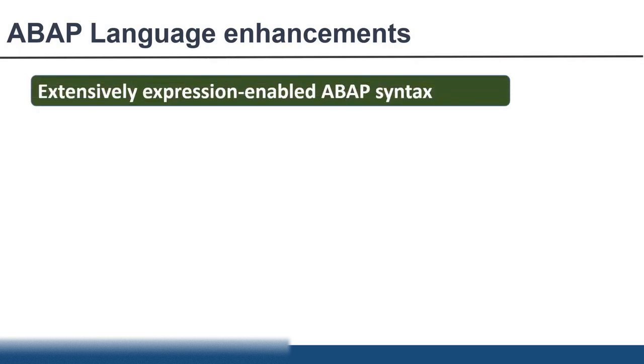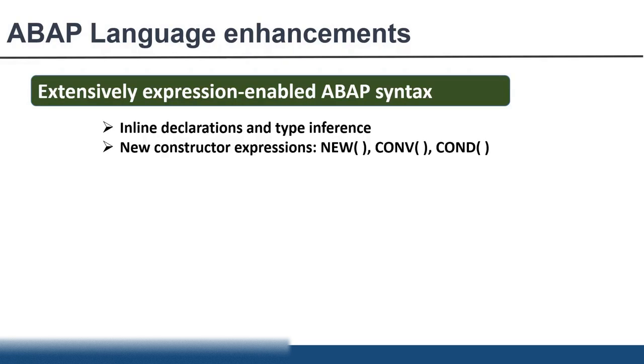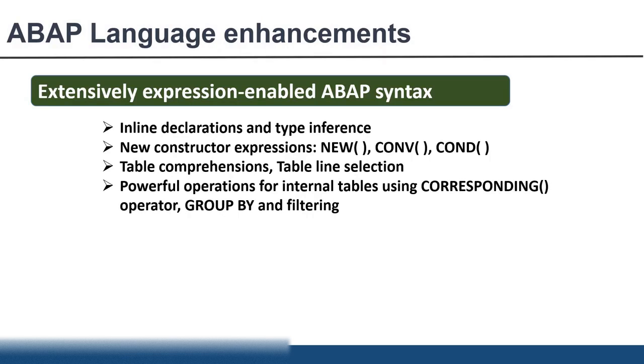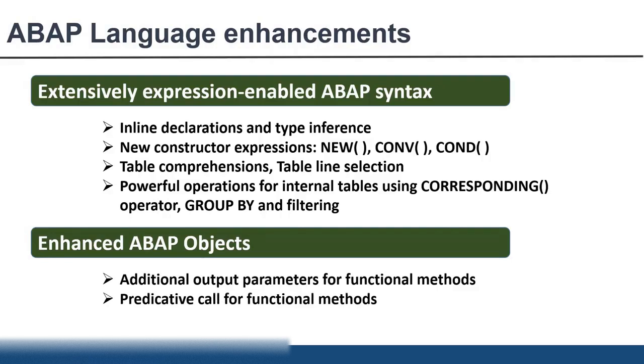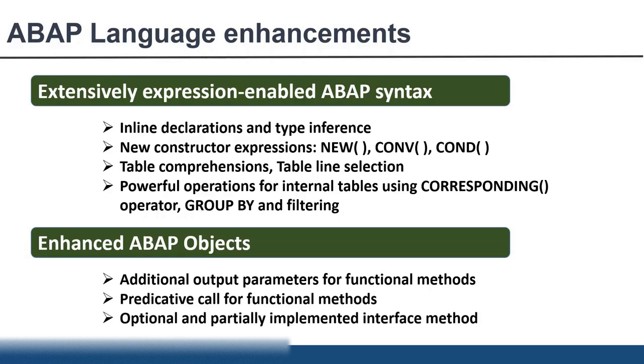This is achieved using modifications like inline declarations and type inference, new constructor expressions, table changes, operators like corresponding group by, and so on. Also, a few existing ABAP objects are enhanced, like functional methods and interface methods. All the details are explained going further.